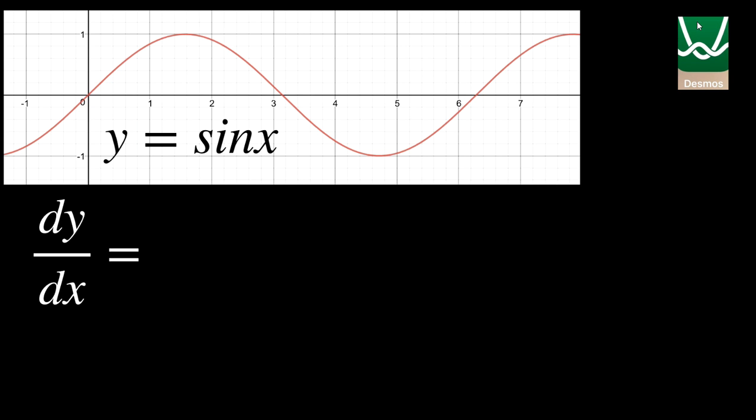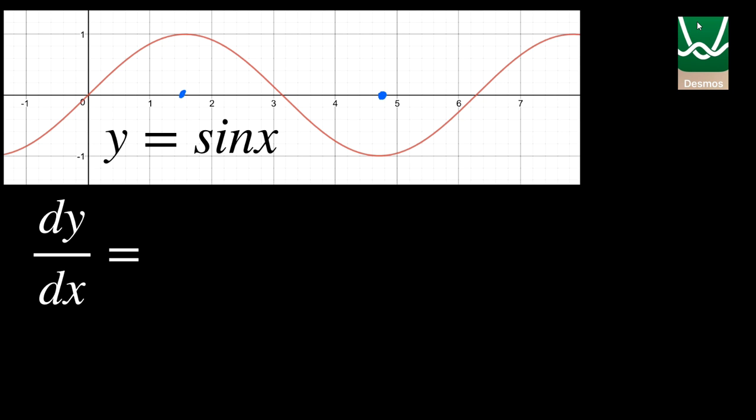Now, if you think about your derivatives at different places along your curve, this is your curve for sine of x. At maximums and minimums, you will have a derivative that is 0, because your horizontal tangent line will have a slope of 0. And so your derivative would be 0 at these two places right here.